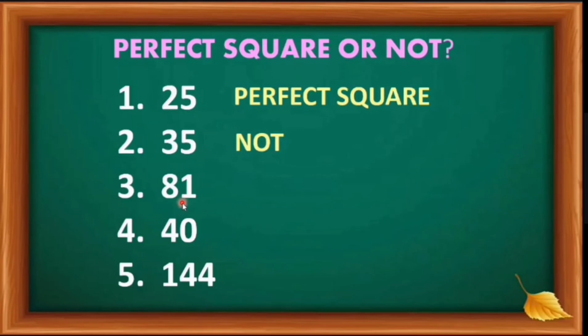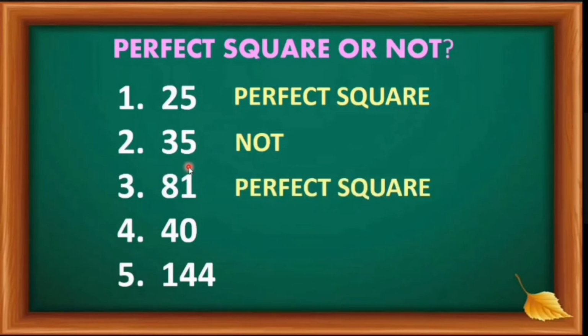Yes, that is 9 multiplied by itself. 9 times 9, that is 81. Or the square root of 81 is 9. So therefore, 81 is a perfect square. How about 40? Can we think of any number multiplied by itself that will yield a product of 40?